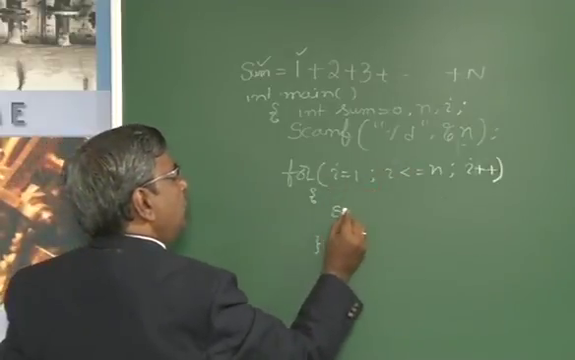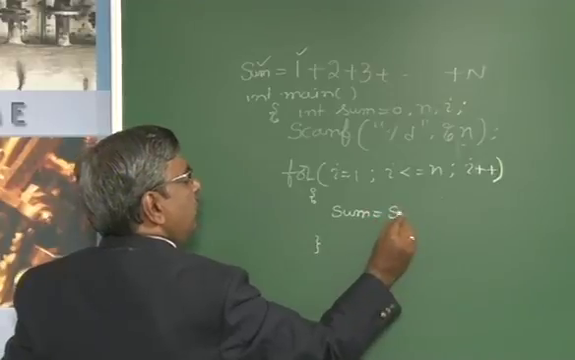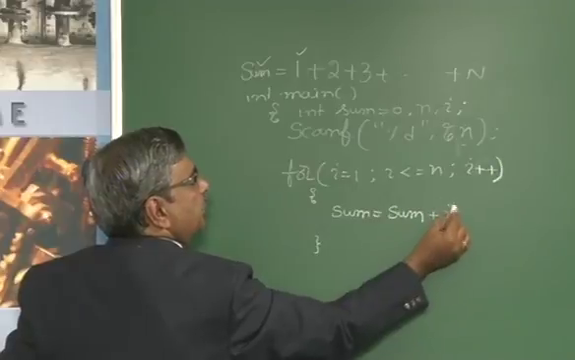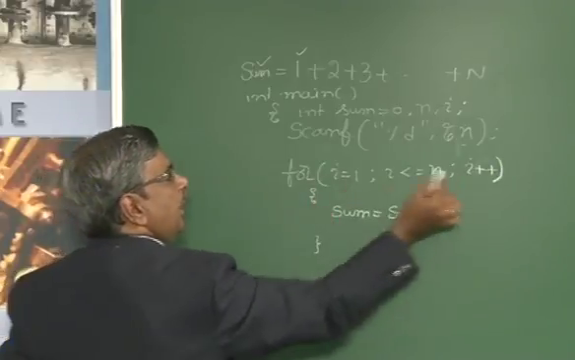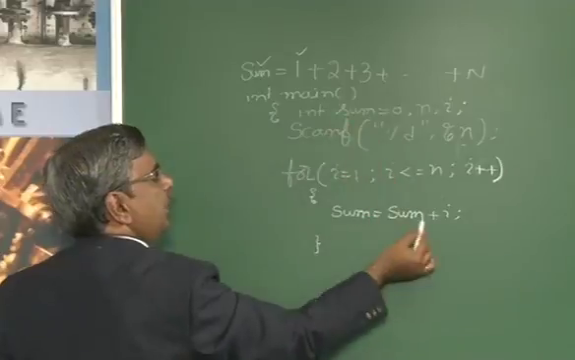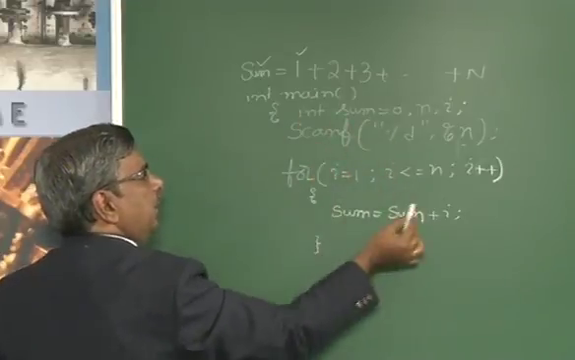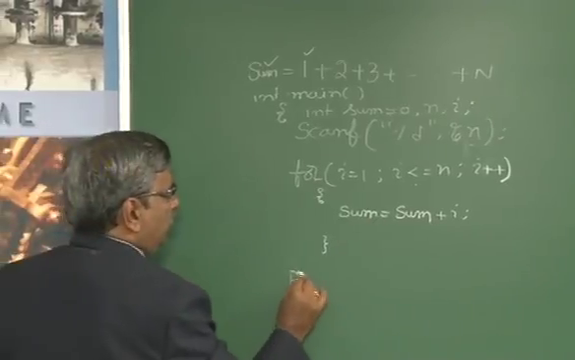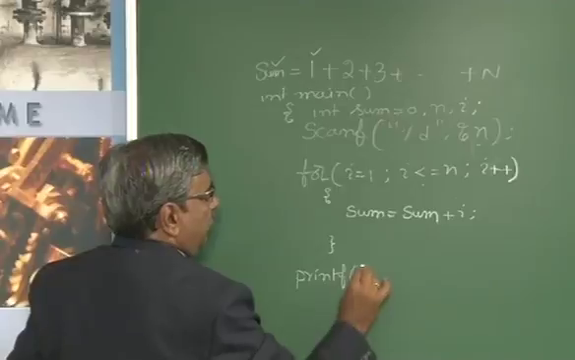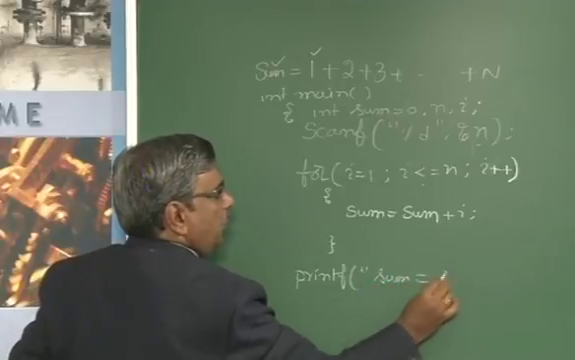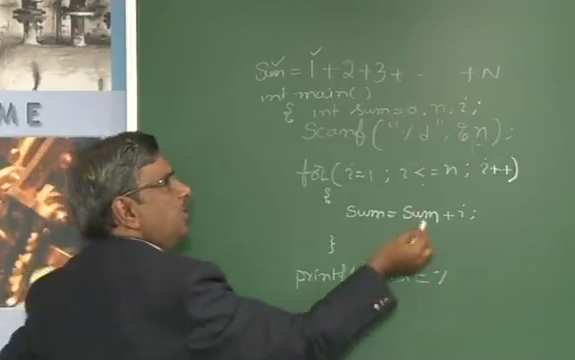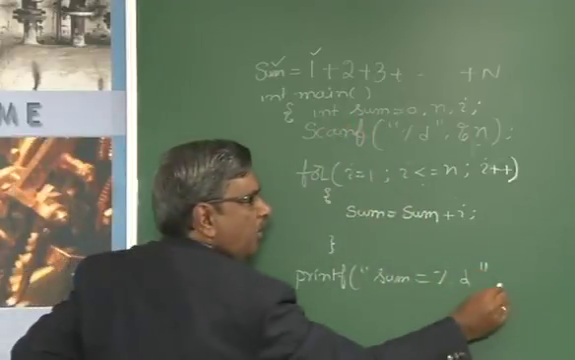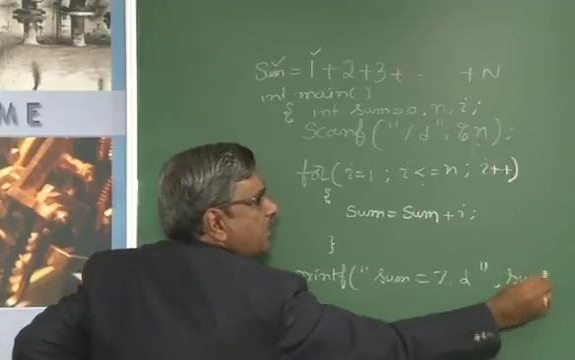So here the new value of sum equals whatever the value of sum is, initially 0, and add I to it. Then the control goes back, I gets incremented, the next value is taken and added. This process repeats until the condition fails. So now you have your result in the variable sum. You can print that: printf sum equal to percent d, because it is an integer variable, close this, put a comma and put that variable sum.